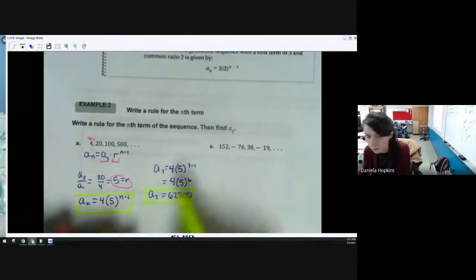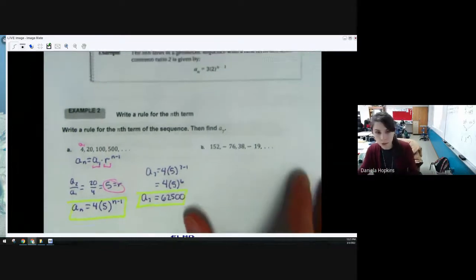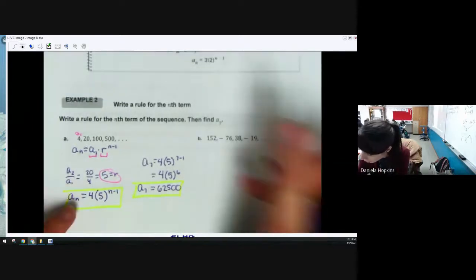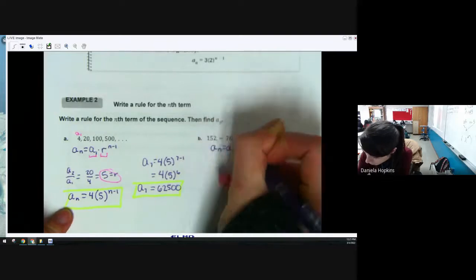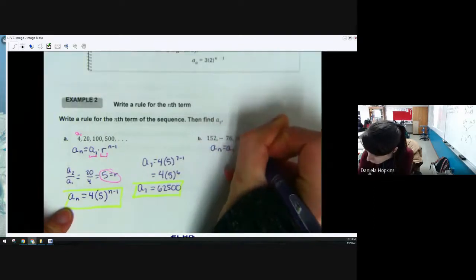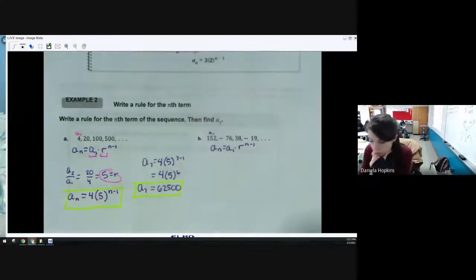Anyone get anything different? Easy, right? All right, let's do one more just to make sure we're all on board. Part B, again, throw down that general rule so that we can memorize it faster. I have my a1. I know that this is 152. I just need to find my r.